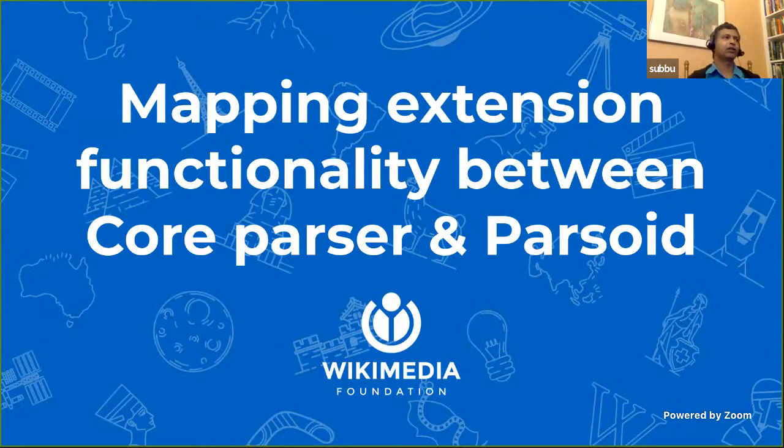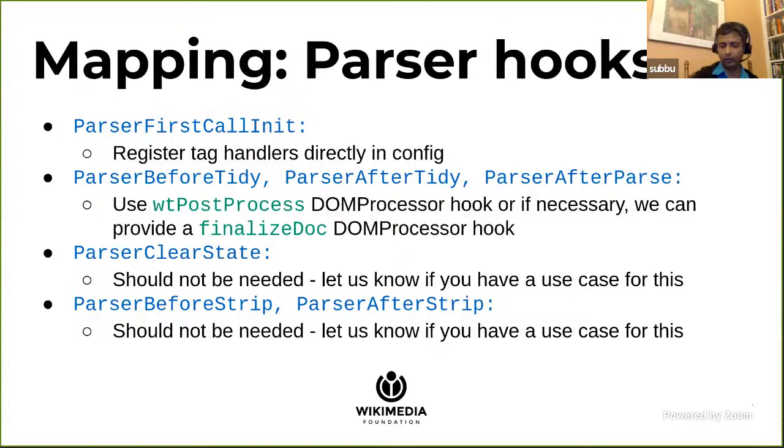So far, we've looked at some examples. We've looked at what hooks Parsoid represents and what the API supports and how you would piece those all together to implement your extension in Parsoid. But if you already have an extension that works with the core parser, how would you map that functionality between the core parser and Parsoid? Let's take a look at that now.